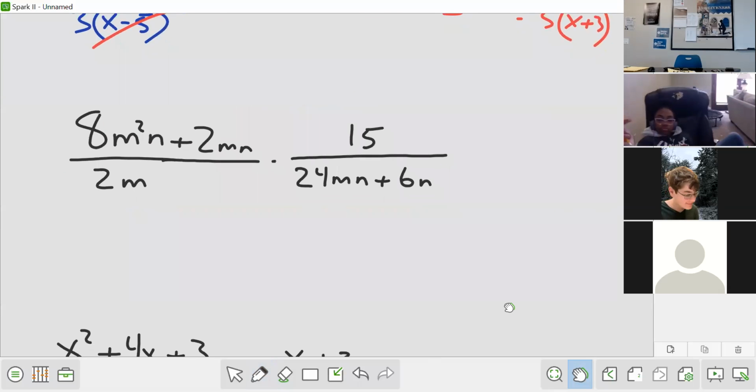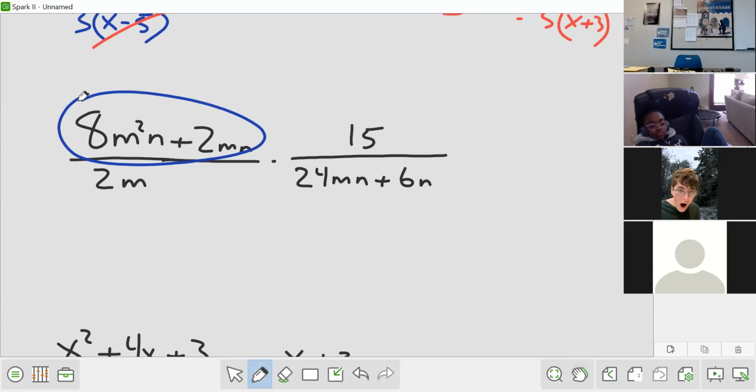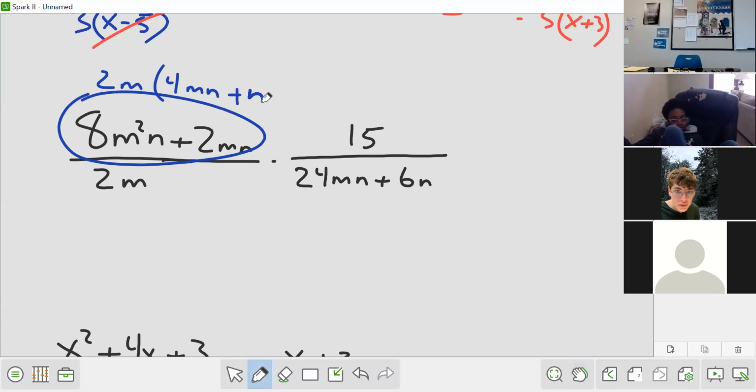All right. So again, this is a multiplication problem. And we're going to need to do some factoring first. All right. So this part right here, I can factor a 2 and an m out of it, can't I? So I end up with 2m times 4n plus n.